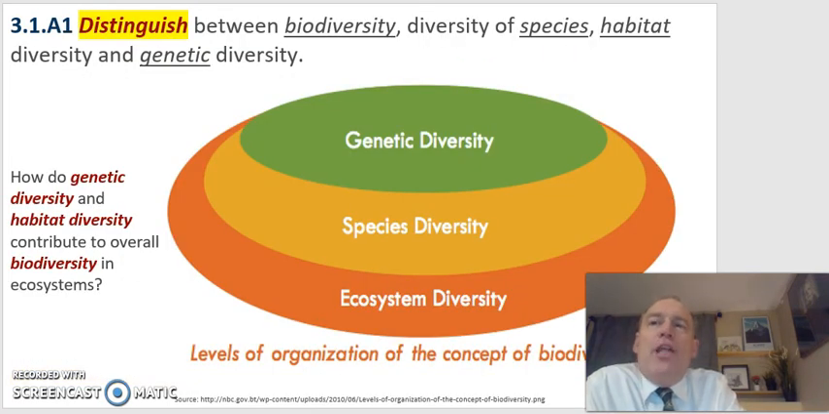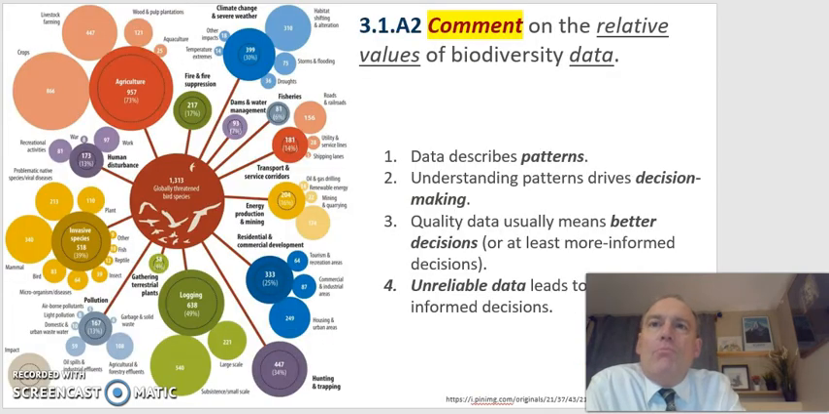Now, how do genetic diversity and habitat diversity contribute to overall biodiversity in ecosystems? Well, you can see there's relative values for biodiversity data. Data can describe patterns. Understanding the patterns and what's going on helps in our decision making. Quality data usually means better decisions. The more we know about something, the better assessments we can make. Now, unreliable data leads to poorly informed decisions.